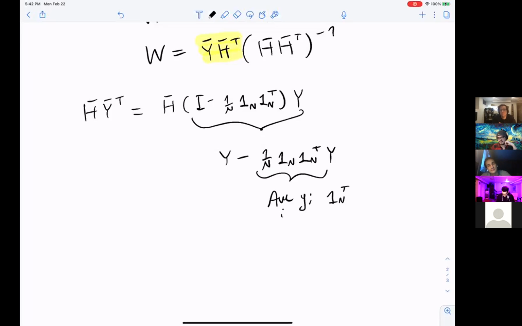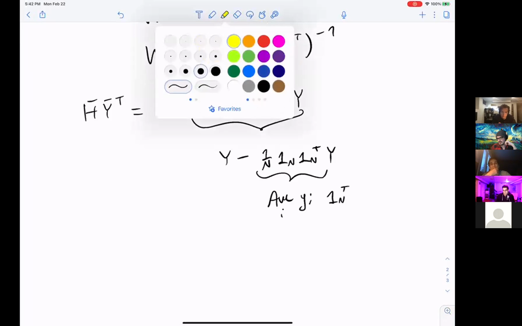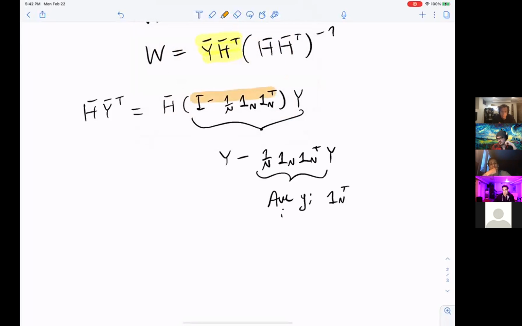There's actually a name for this matrix right here. Let me highlight it in orange. I feel like we don't use orange enough. How would you call this matrix in orange if you had to give it a name? There's only one correct answer again. If you were to give it a name, how would you call it?